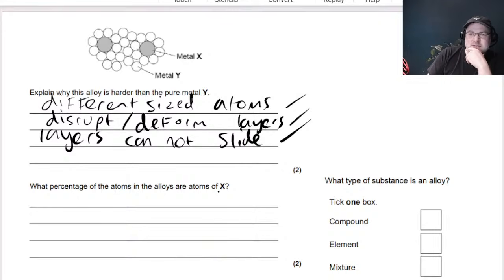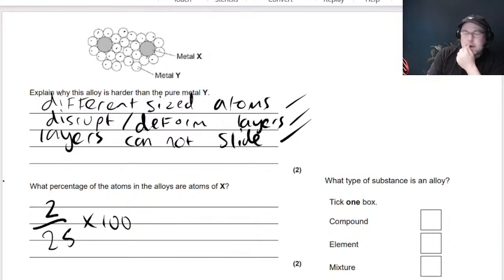What percentage of atoms in the alloy is that atom X? This is just to add it up. That's 2 divided by, oh my gosh, 1, 2, 3, 4, 5, 6, 7, 8, 9, 10, up to 25. I don't even know if I counted that right, guys, so I'm sorry if I got that wrong, but there we go. Let's move on.